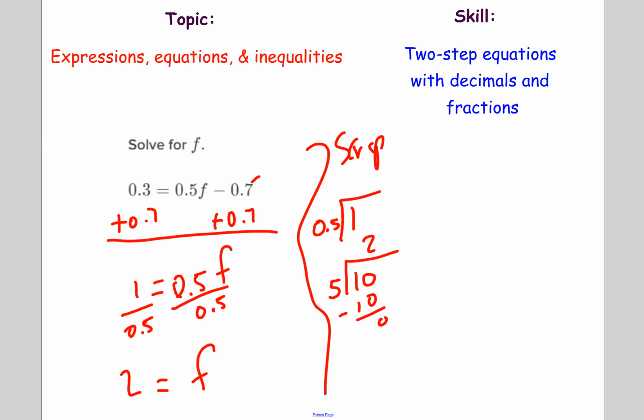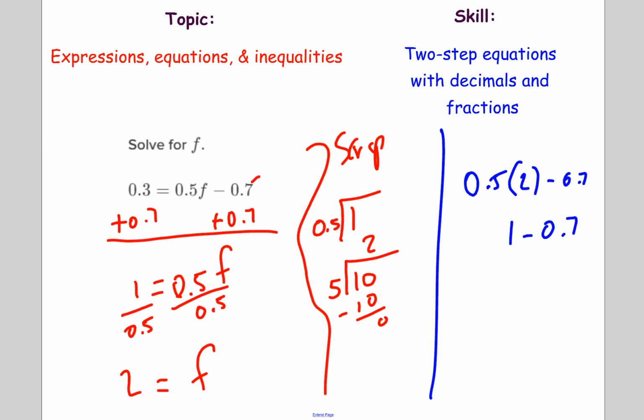All right, let's check our work to see if it makes sense. So 0.5 times f, which is 2, minus 0.7. Well, 2 times 0.5 is equal to 1. So 1 minus 0.7 is, it's like a dollar minus 70 cents, gives me 0.3, or 30 cents, which matches. Smiley face, yay us. All right, let's go to the next one.